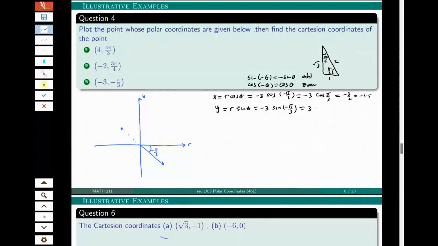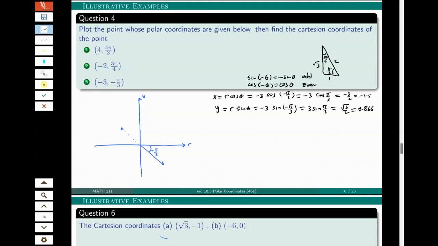That will be negative, will take outside, so it will be sine pi over 3, and sine pi over 3 will be square root 3 over 2, which is equal to square root 3 divided by 2, that will be equal to 0.866.